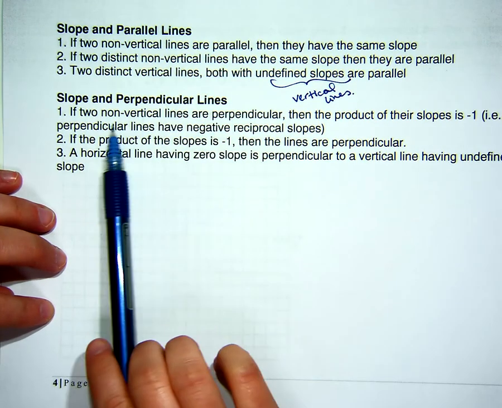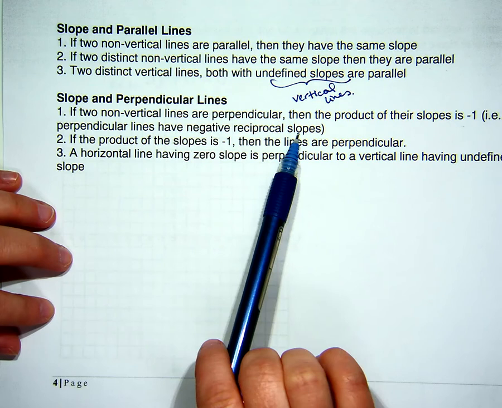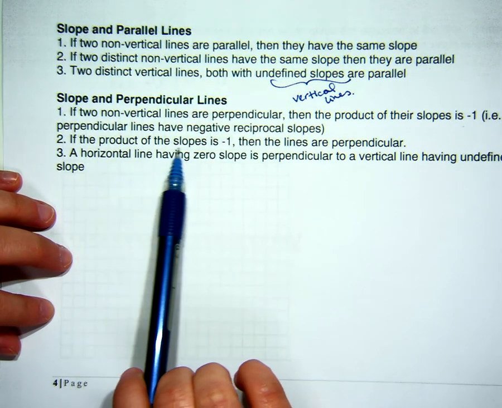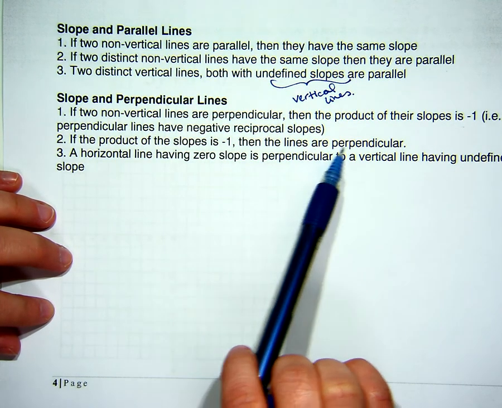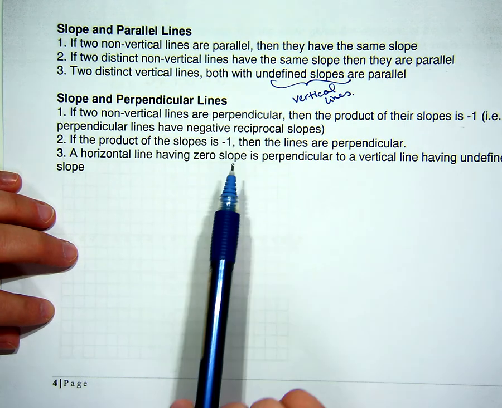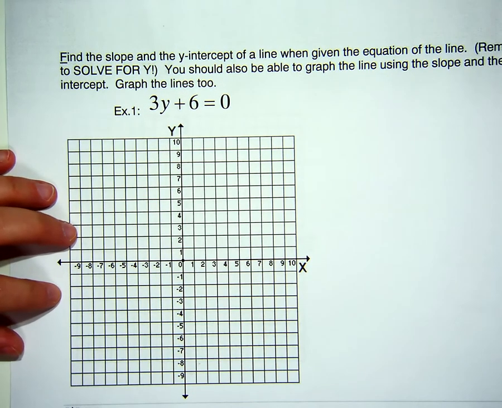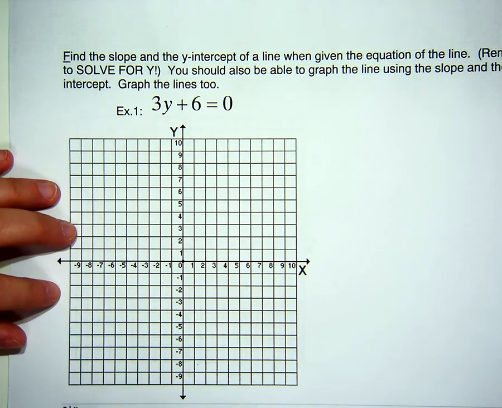Slopes in perpendicular lines. If two non-vertical lines are perpendicular, then the product of their slopes is -1, i.e. their slopes are negative reciprocals. If the product of the slopes is -1, then the lines are indeed perpendicular. A horizontal line having a slope of 0 is perpendicular to a vertical line having an undefined slope. So let's look at a couple of problems on how to graph, and then we'll get to how to graph and work with parallel and perpendicular lines.